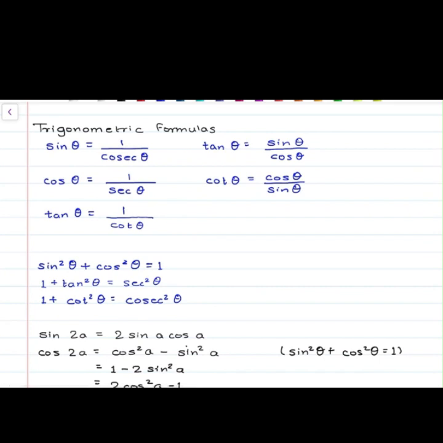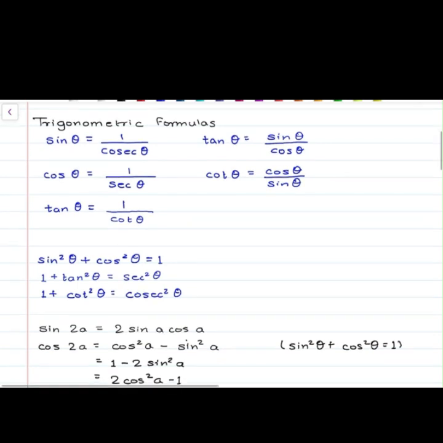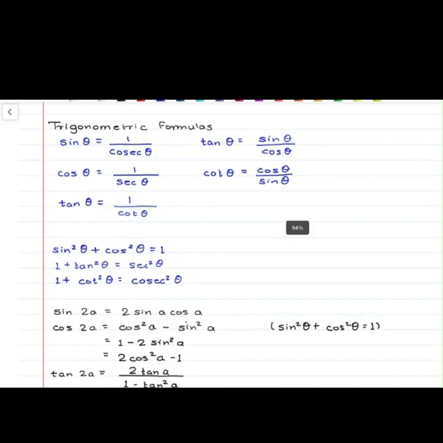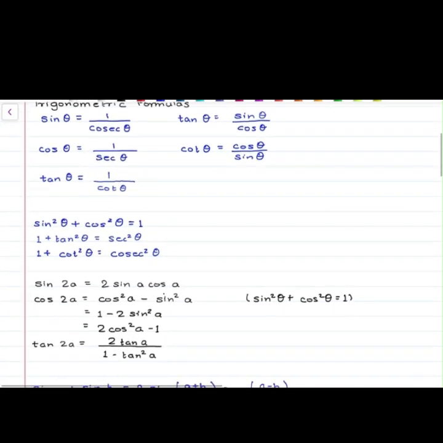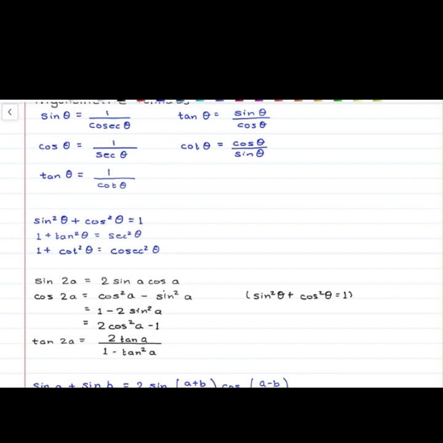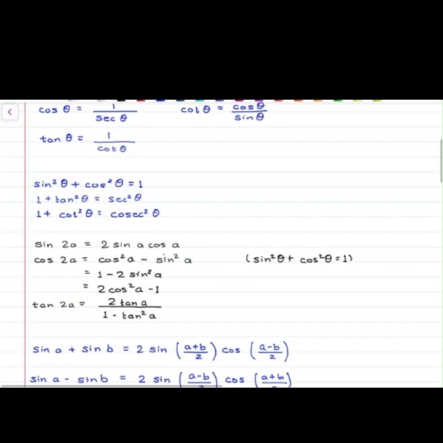This also you have studied in your previous years, right? So we have these basic formulas: sine is the inverse of cosec, cos is the inverse of sec, tan is the inverse of cot, and we can again write tan as the ratio of sine theta and cos theta. Similarly, cot theta will be the inverse of it, right? Then we have trigonometric identities, that is sine square theta plus cos square theta is equal to 1, and 1 plus tan square theta is sec square theta, and 1 plus cot square theta is cosec square theta, right?